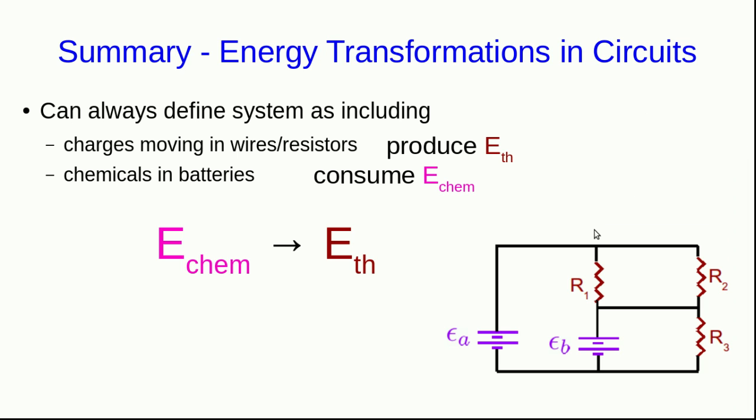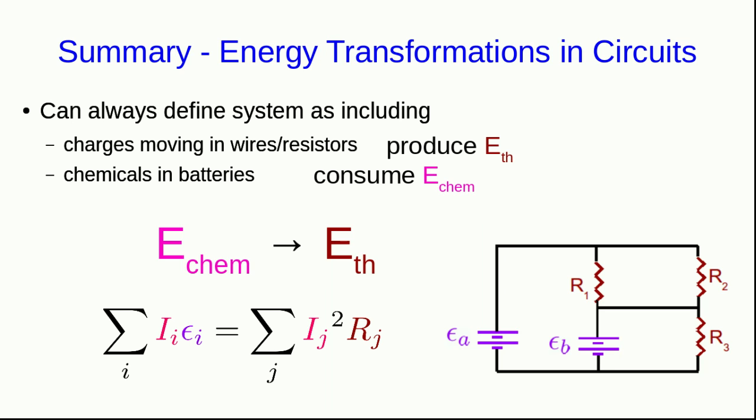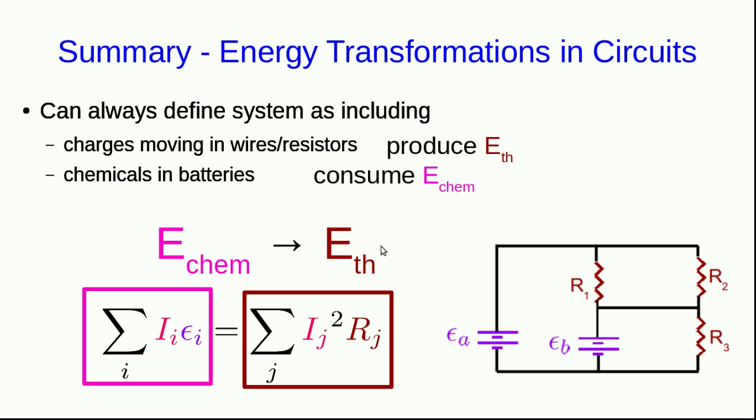All of this is true no matter how complicated the circuit of batteries and resistors is. You will always just have chemical energy converted into thermal energy. And since energy is conserved, the amount of chemical energy consumed must equal the amount of thermal energy produced. Or to put it another way, we can write it in terms of powers, so that we're now talking about the rates at which chemical energy is being consumed in the batteries, and that has to equal the rate at which thermal energy is being produced in the resistors.